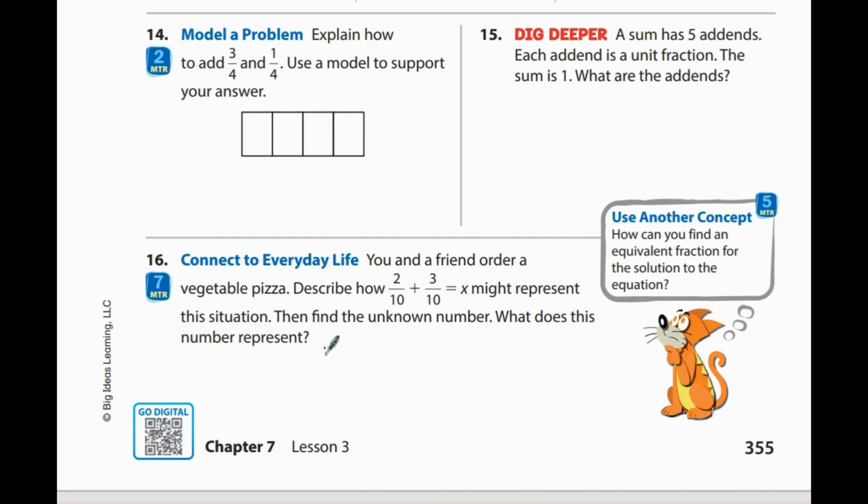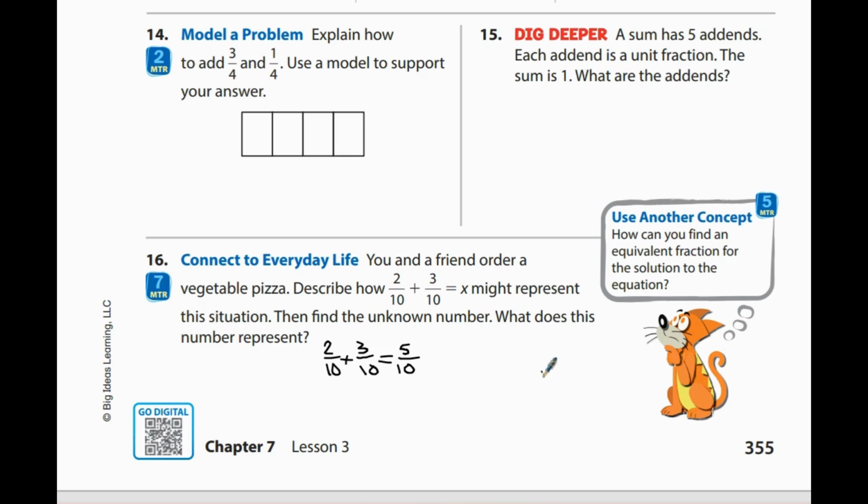So how does this help me? It helps me find the unknown number, because if I add 2/10 plus 3/10, that lets me know that there's 5/10 of the pizza. That is the unknown number. The unknown number is 5/10. So we did find the unknown number. So that's how that equation helps us. It helps us find 5/10.